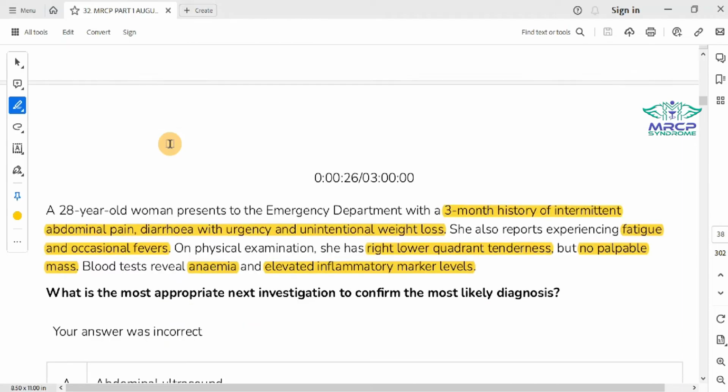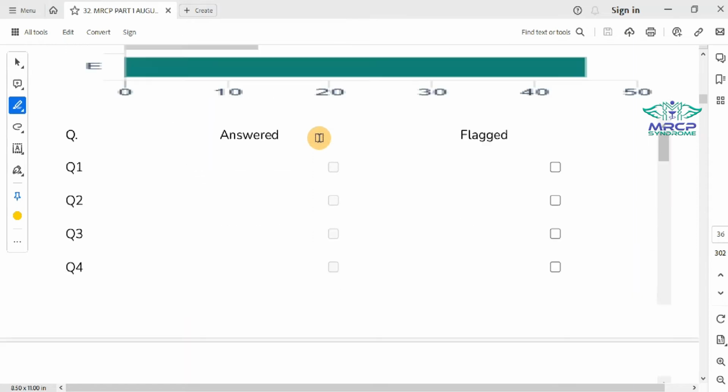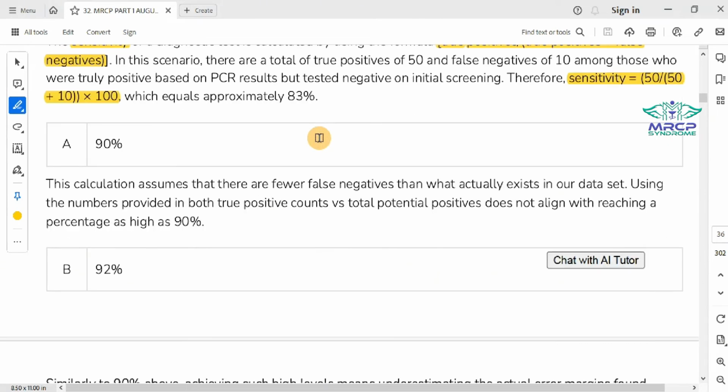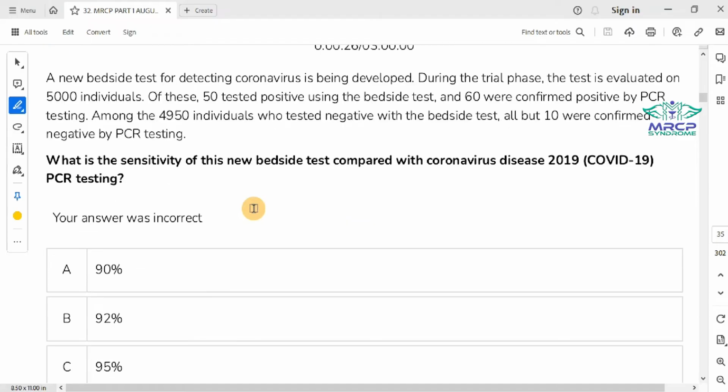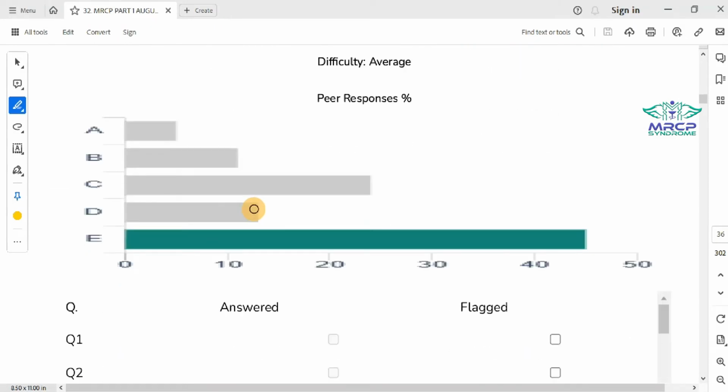Isn't true positive 60 here? No. True positive here is 50, not 60. The 60 is the total confirmed positive by PCR. But the true positive means the individuals tested positive by the bedside test and also confirmed positive by the PCR. So this is the true positive. This was 50.